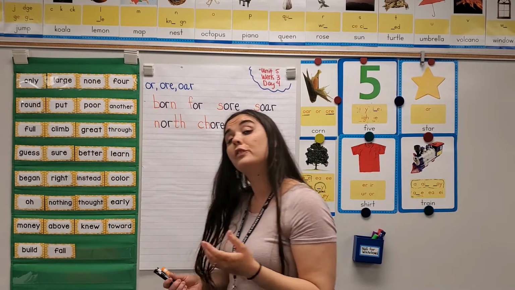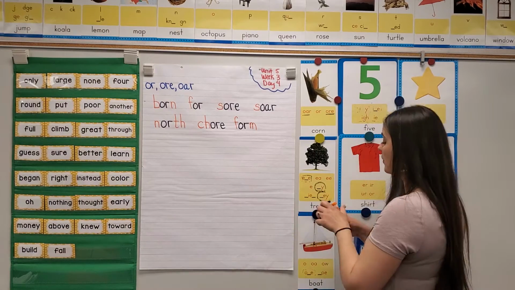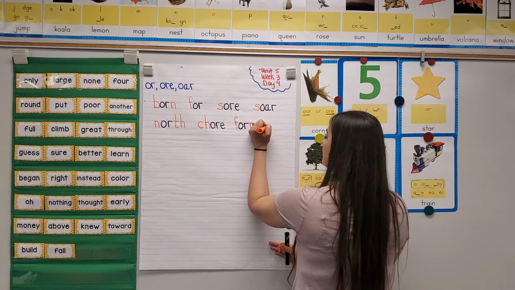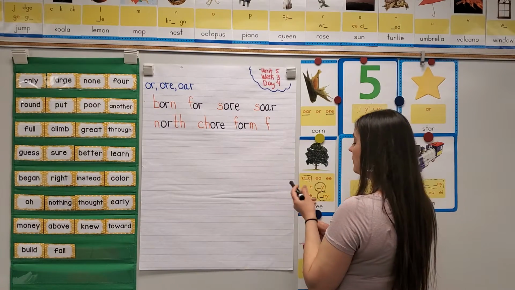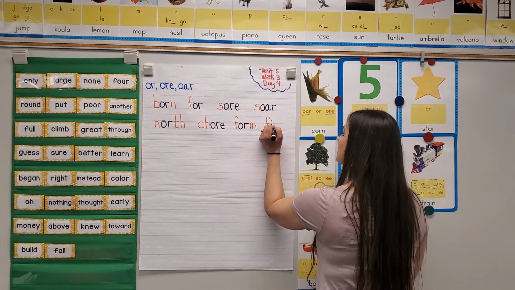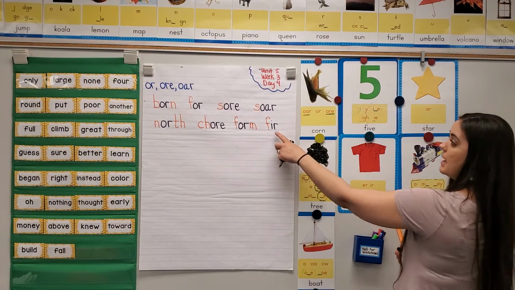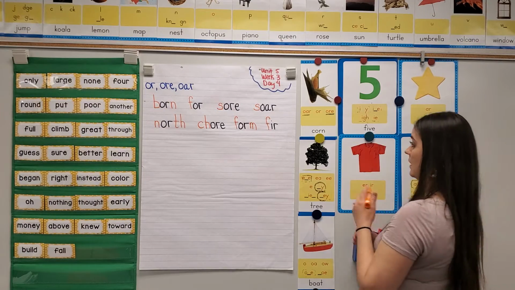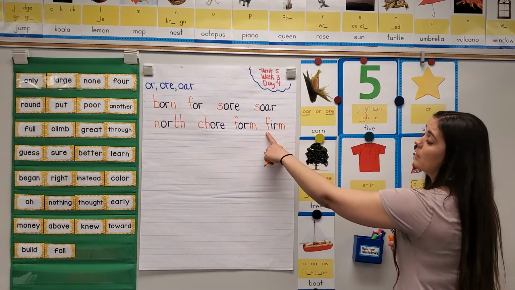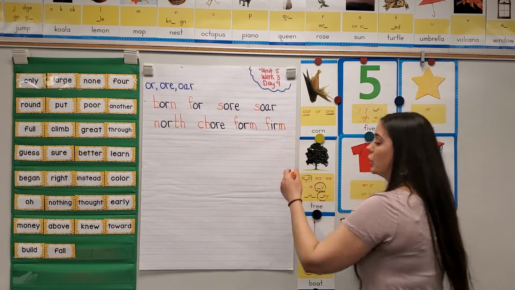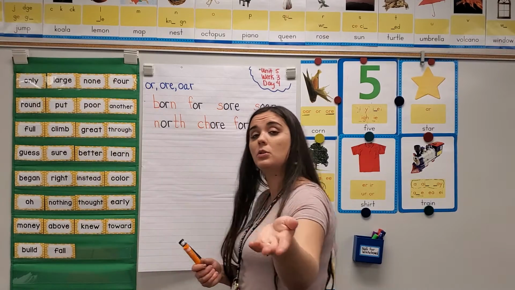Next word, firm. Your turn. Firm. F says f, and this word, taking it back to last week, the shirt card, IR says er. M says m, firm. Next word, short. Your turn.